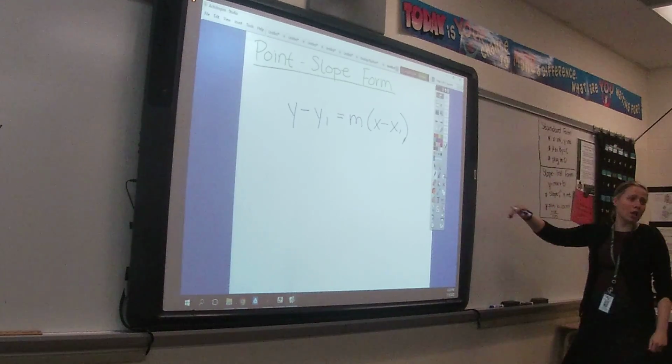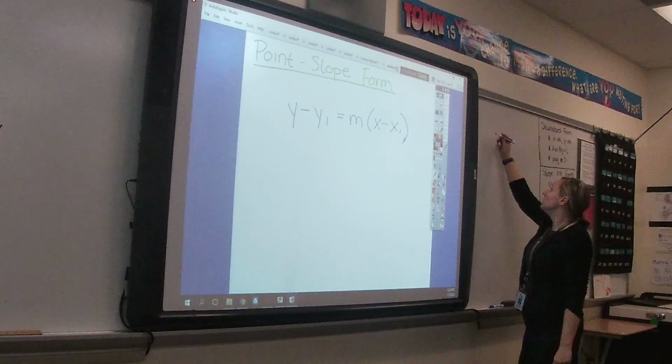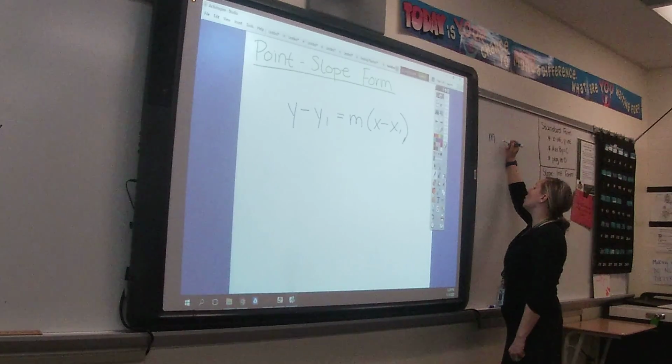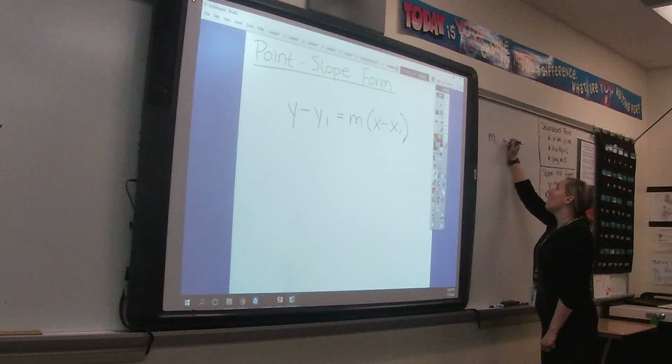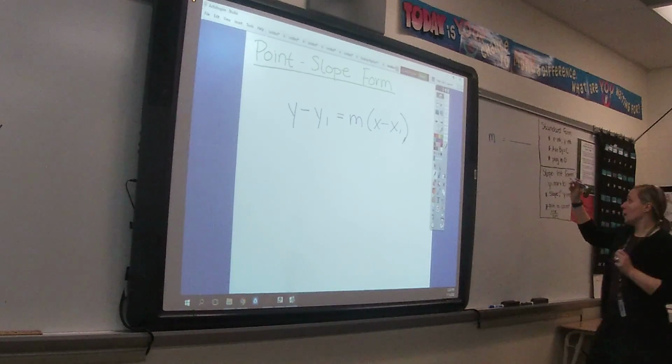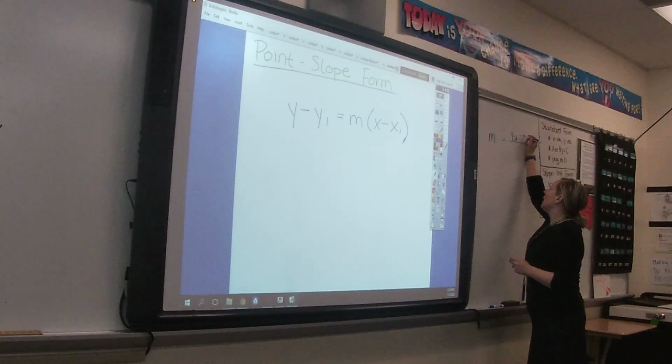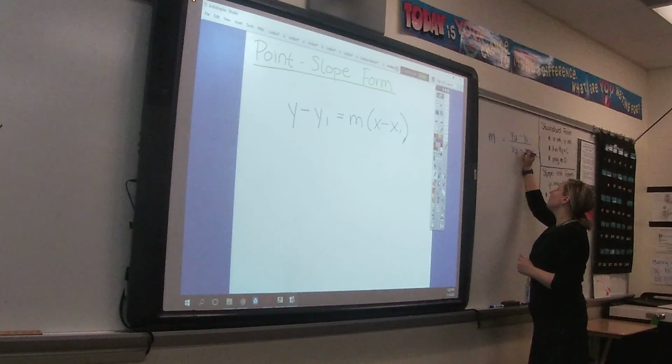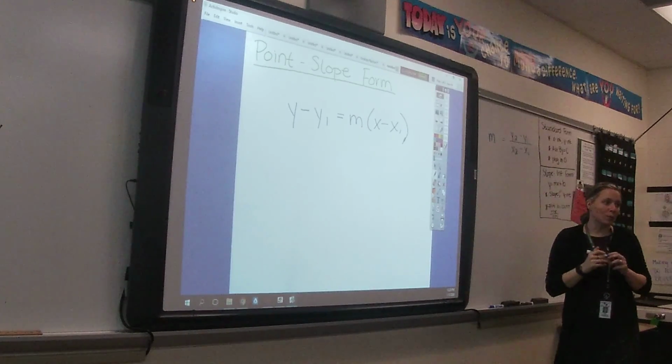What letter represents slope? M. And how do we find slope from 2 points? What's our formula? Rise over run. It is rise over run, but what's our formula if we have 2 points? Y2 minus y1 over x2 minus x1.